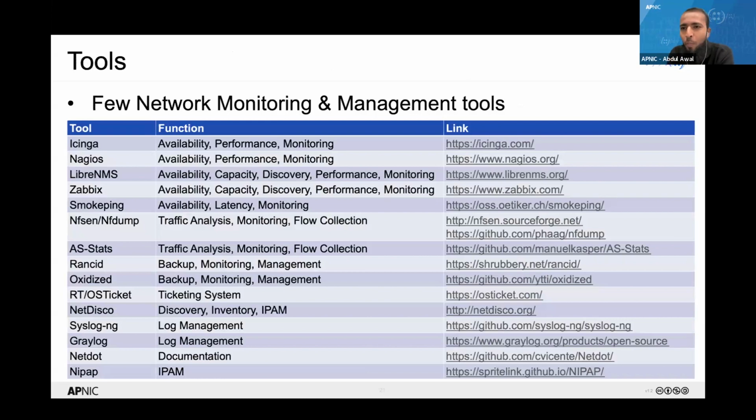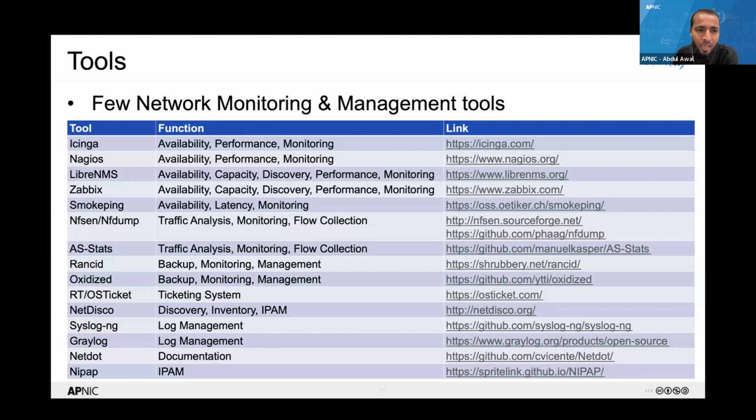This is an open source list of tools. There are many others; this is just a very small sample of the tools that we have listed. At the top, tools like Icinga, Nagios, and LibreNMS will show you your devices' availability, uptime, performance, and bandwidth utilization.